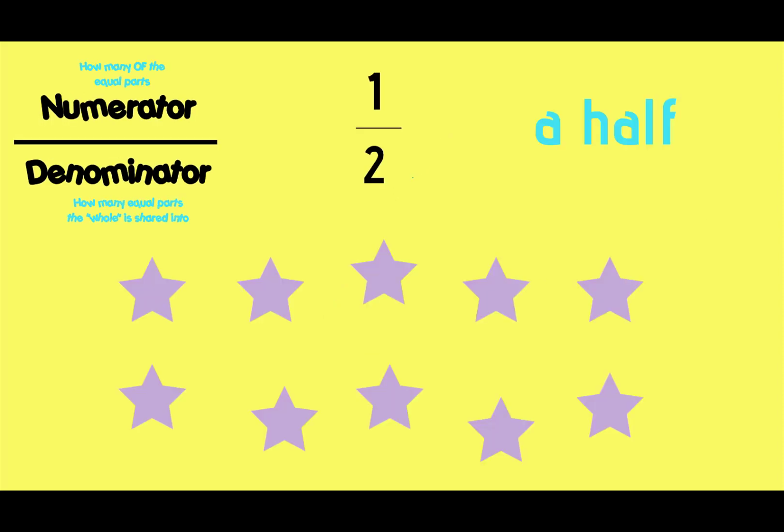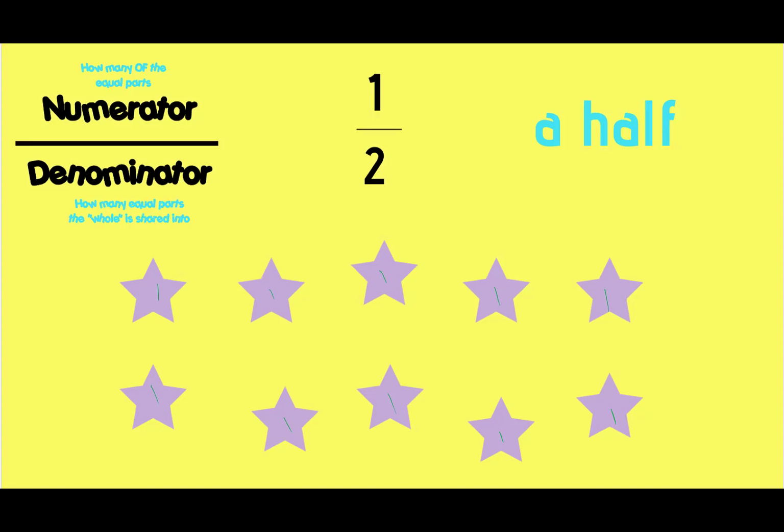Let's give it an example with a set of objects. So here we have 10 stars. I've got 1, 2, 3, 4, 5, 6, 7, 8, 9, 10 stars altogether. So to share this group of stars in half, I need to find 2 equal groups because my denominator is going to tell me how many equal groups. So my number at the bottom here tells me how many equal parts the whole is being shared into. So I need 2 groups. So what I could simply do is to move these into 2 groups.